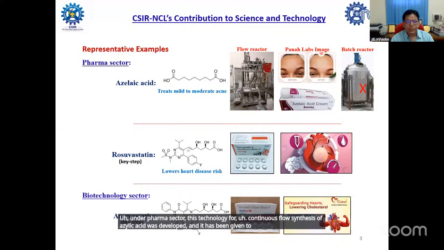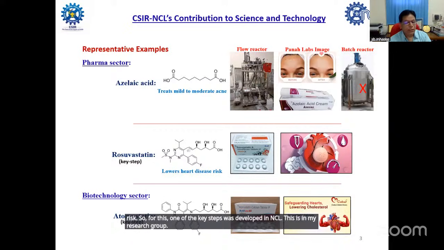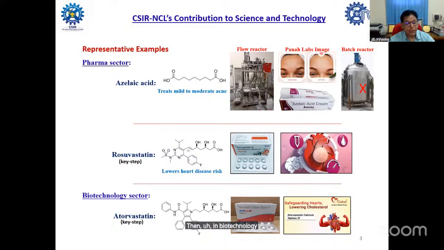The technology has been transferred to the industry. Then the rosuvastatin, which is used to lower the heart disease risk. For this, one of the key steps was developed at NCL, in my research group. Then in the biotechnology sector, an enzyme was developed for cyanation, and this technology is also transferred to the industry.